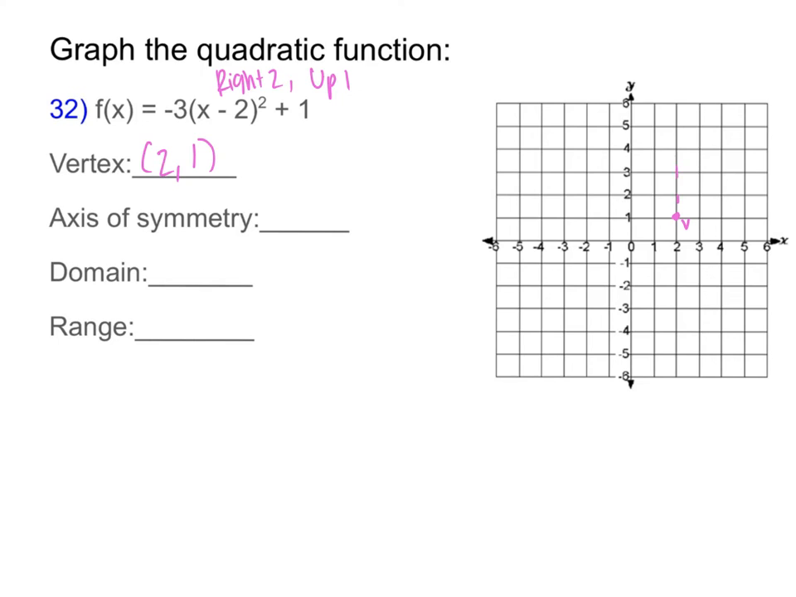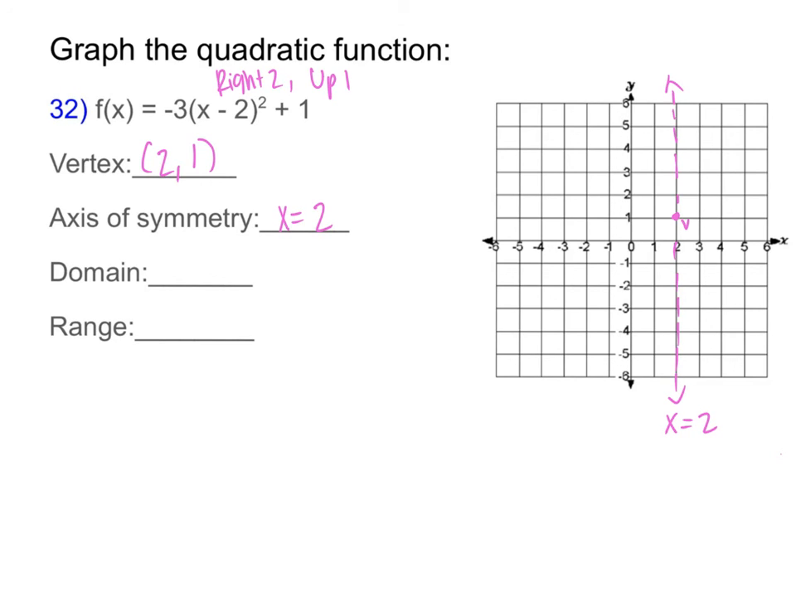And I like to draw an axis of symmetry through my vertex in the beginning so I don't forget that that's the axis of symmetry. And so this is at x, because we always write axis of symmetry with an x, and it hits it at 2. So this is x equals 2. So my axis of symmetry is at x equals 2.